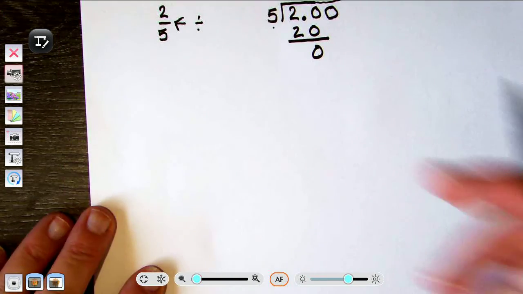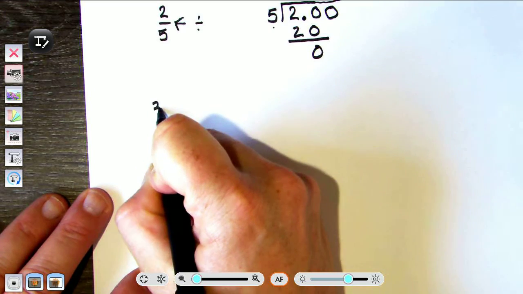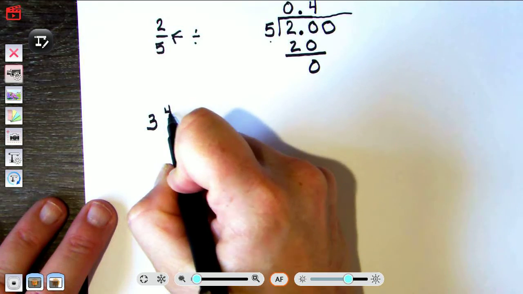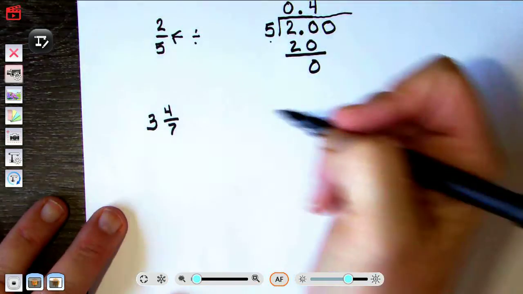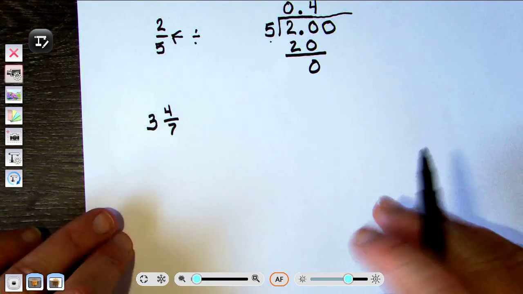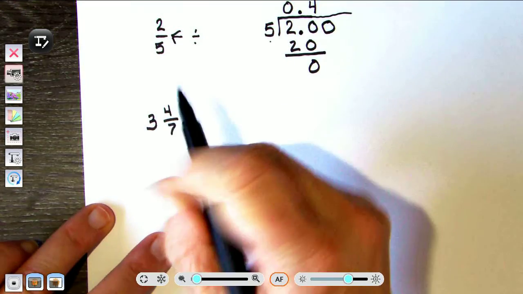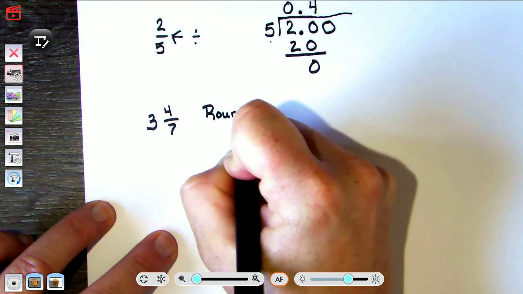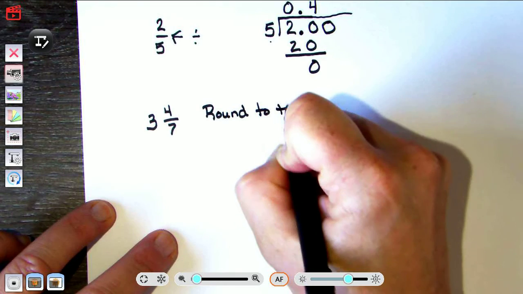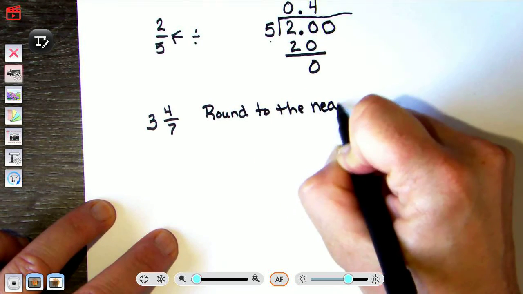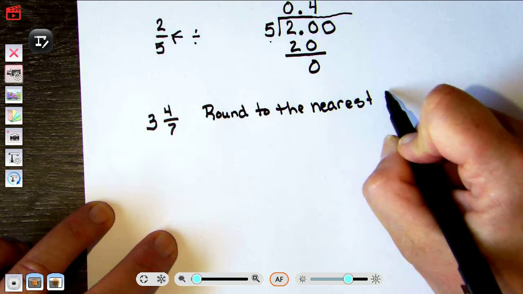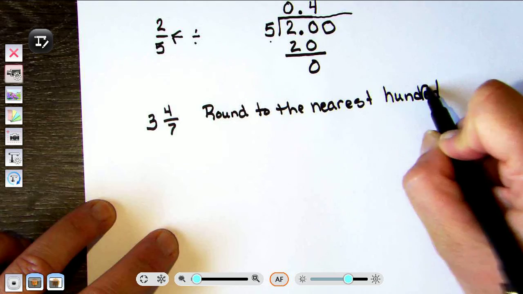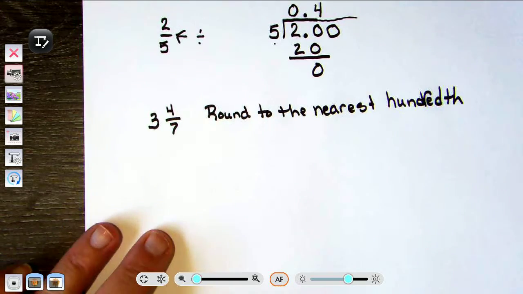Let's try a slightly more complicated one. Let's do a mixed number. Let's say 3 and 4/7. And just because I know, having taught this class many, many times, that this is going to keep going for a while, I'm going to round my answer to the nearest hundredth. Whoops. I forgot the R. Sorry about that, my spelling.